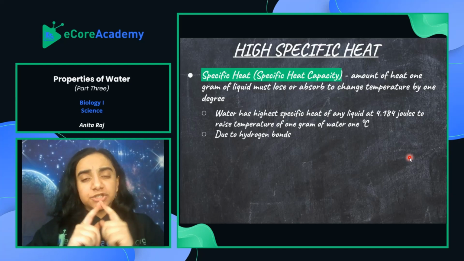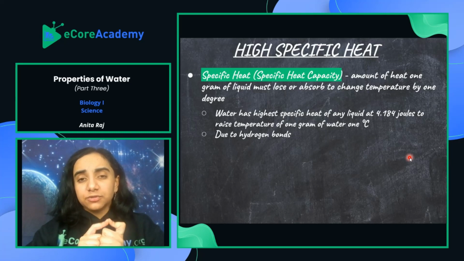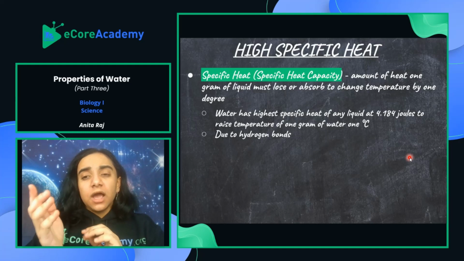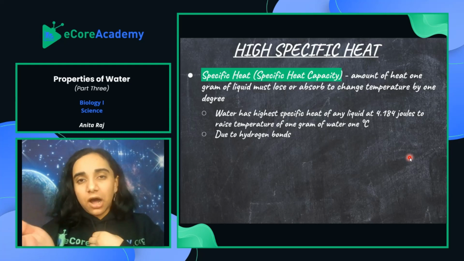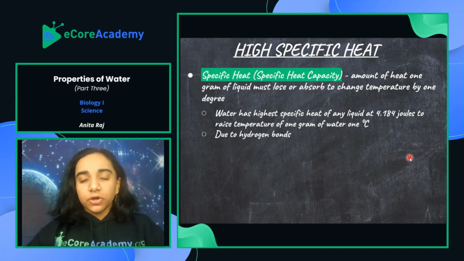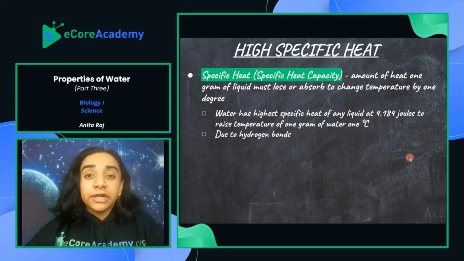Heat of vaporization is pretty much the amount of heat you're going to have to add to a liquid to change it to a gas. Specific heat is just how much heat you're going to have to add to a liquid to just make it hotter. So in this case, we're not trying to turn liquid water into gas. We're just trying to make liquid water itself hotter. So that's the difference. Again, this is due to hydrogen bonds.